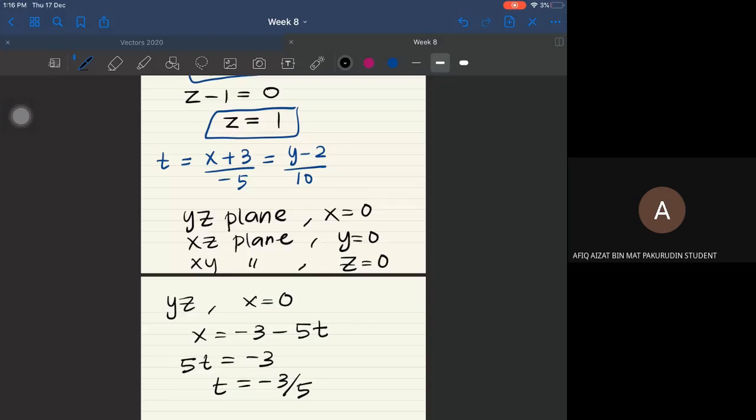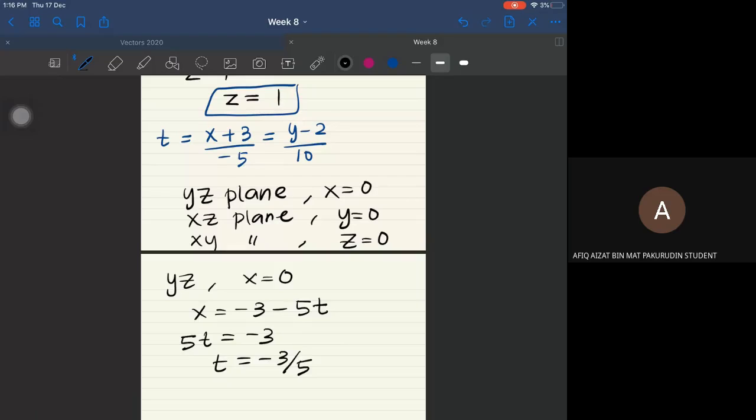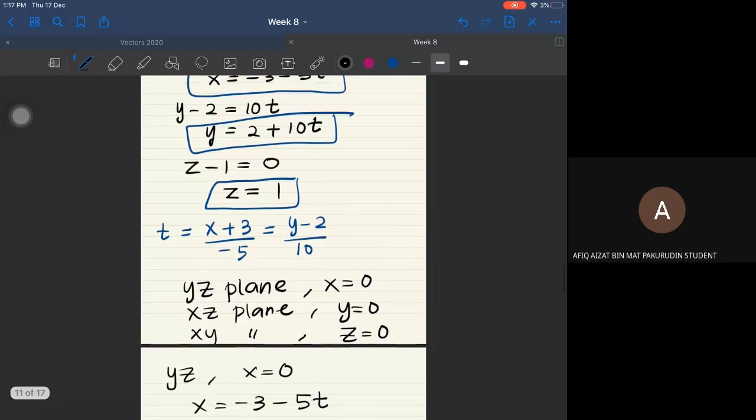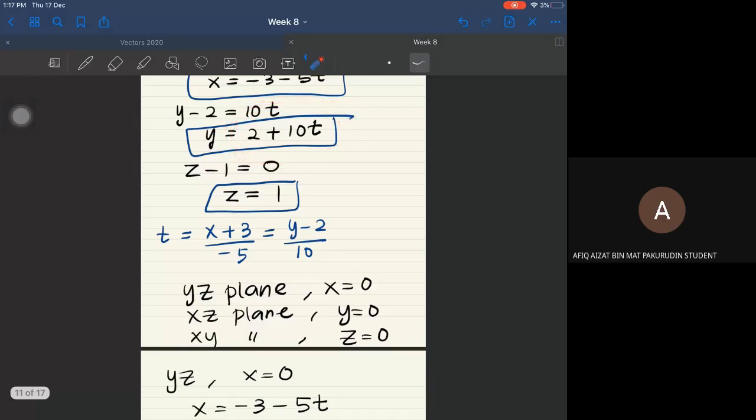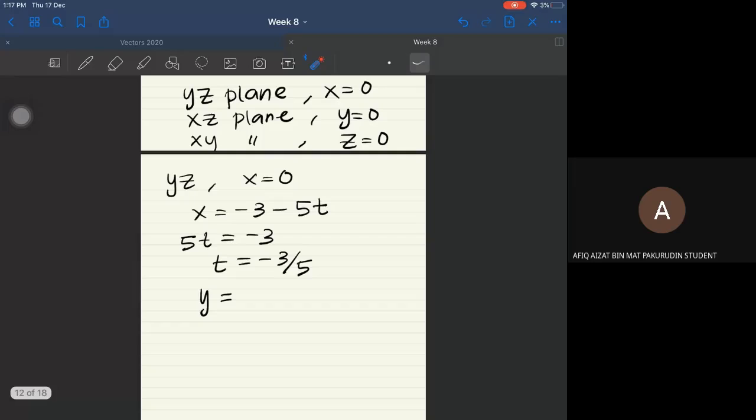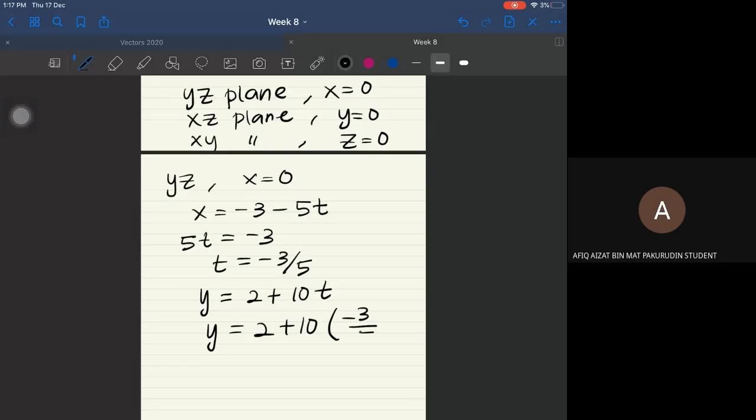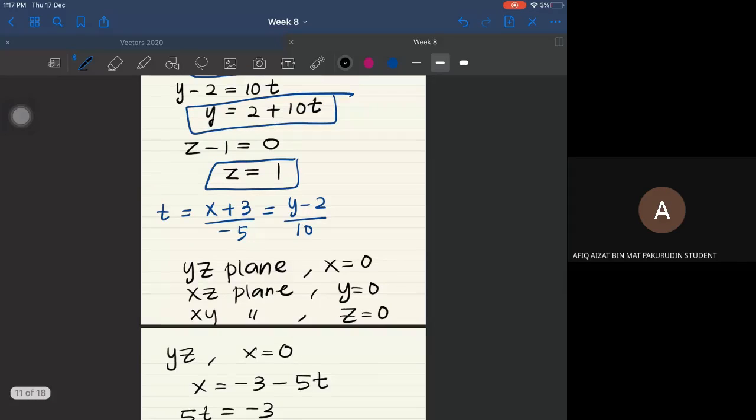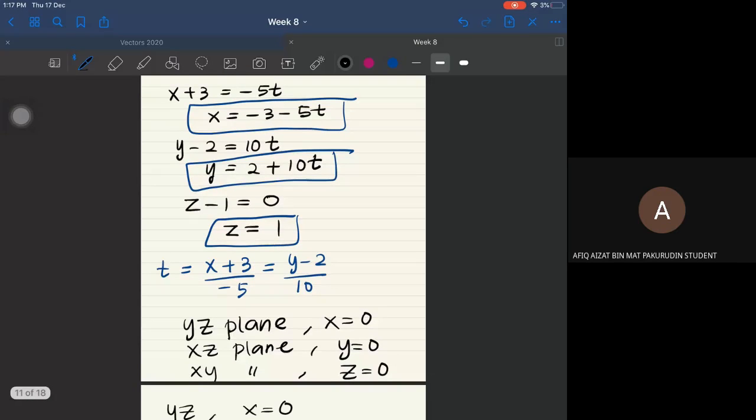Okay. So kalau T sama dengan negatif 3/5, so apa nilai Y awak? So masukkanlah dalam ni. Faham tak? So Y sama dengan 2 tambah 10T. So Y sama dengan 2 tambah 10 darabkan dengan negatif 3/5. So you akan dapat jawapannya negatif 4. Okay. Untuk Z, sebab kita tak ada nilai T kan, so Z sama dengan 1.